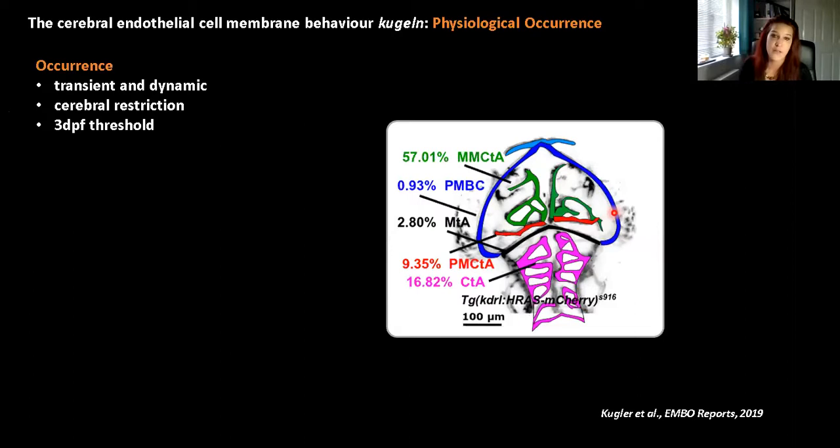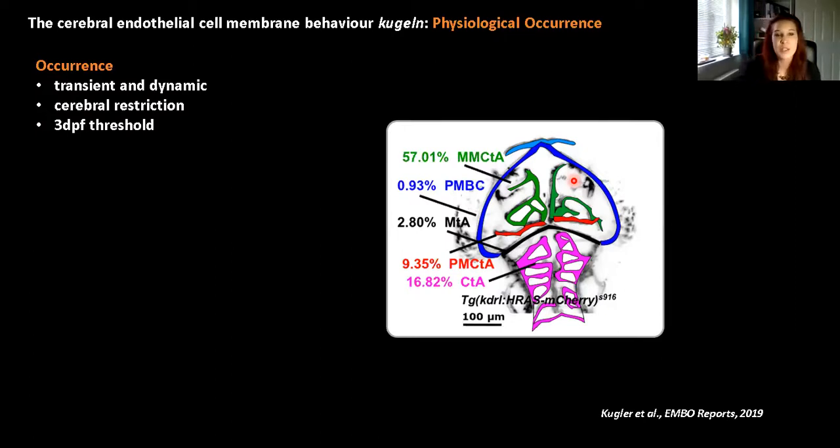And they're especially found in the midbrain vessels, shown here in green. So we have about 60% of Kugeln here, and about 70% of Kugeln protrude from the hindbrain vessels. And only very, very few are found in more peripheral vessels. And also we found that Kugeln are only robustly formed over 3 days post-fertilization. So you would never be able to see them in a one-day-old fish, or at least we haven't.